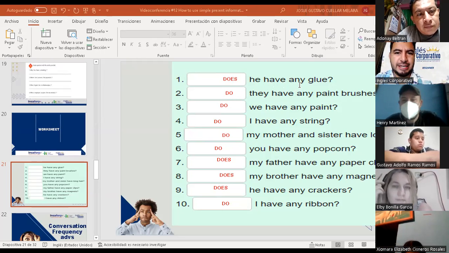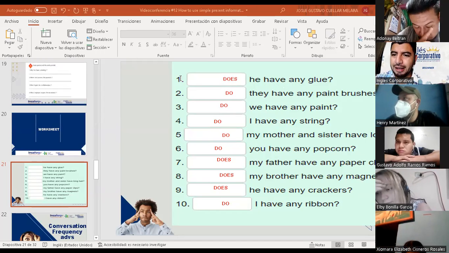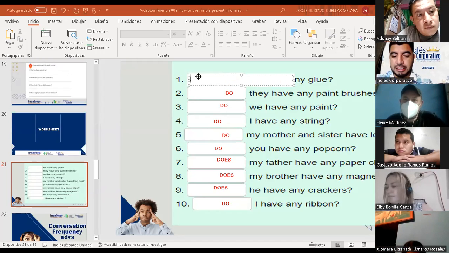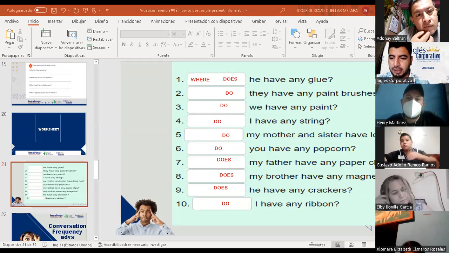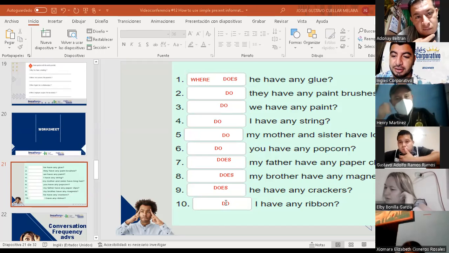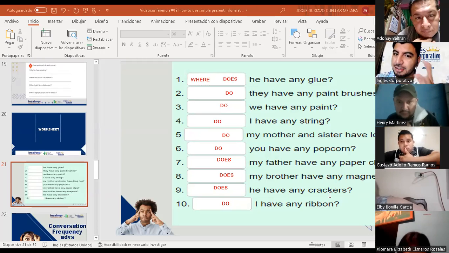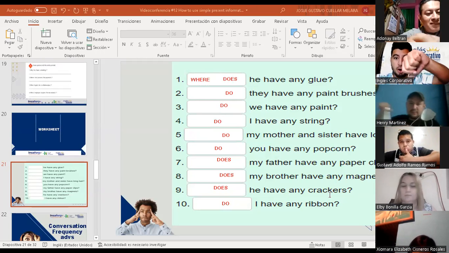Does he have any glue? Fíjense, ¿tiene algo de pega? Y si le agregamos... Where does he have any glue? ¿Dónde tiene algo de pega? Ok. Crackers significa galletas. Crackers. Ok. Does he have any crackers? ¿Tiene galletas? Ojo, estamos preguntando, ¿tiene galletas? La respuesta es yes or no.